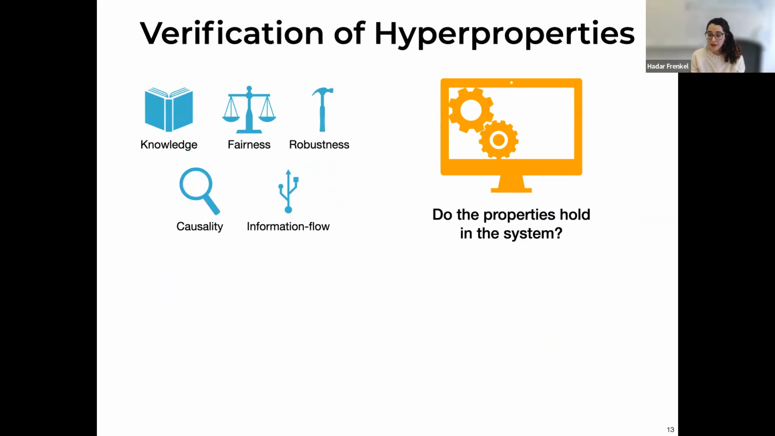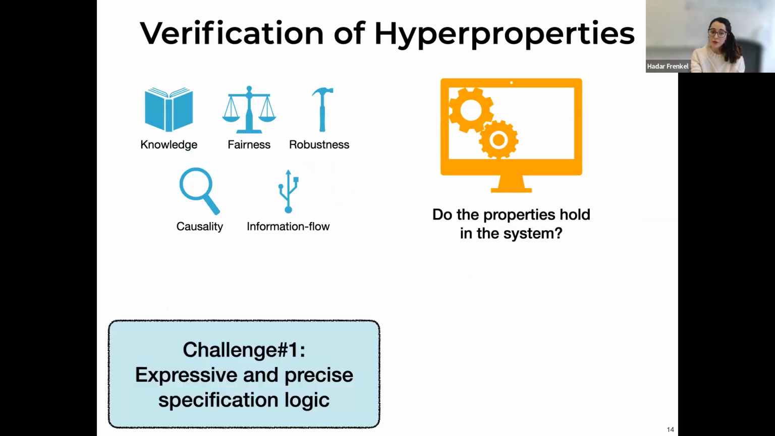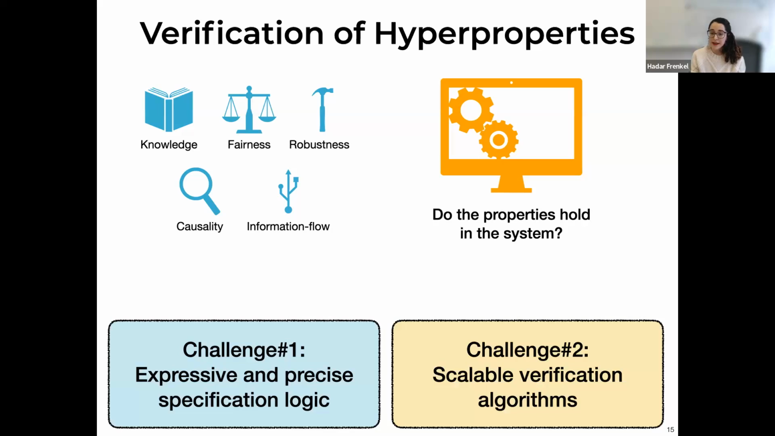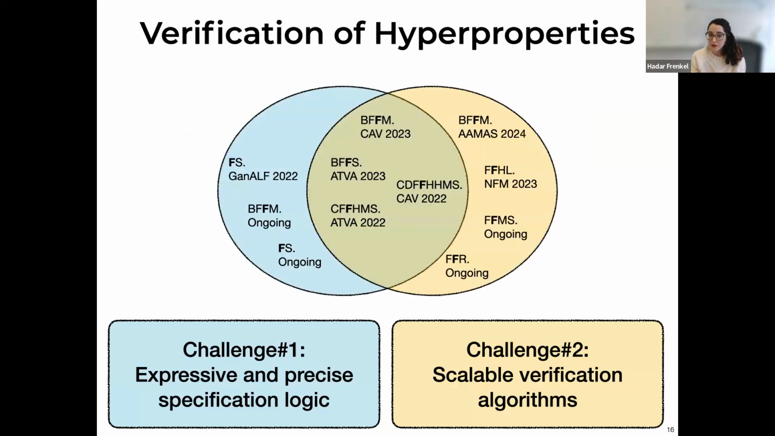And here there are two challenges. The first challenge is to provide an expressive and precise specification logic that expresses the properties that we are interested in. And the second challenge is to provide scalable verification algorithms, so that we can actually check that these properties hold on our system. And this is what I'm doing in my research in general. So I'm studying both logical aspects and algorithmic aspects of verification of hyperproperties.